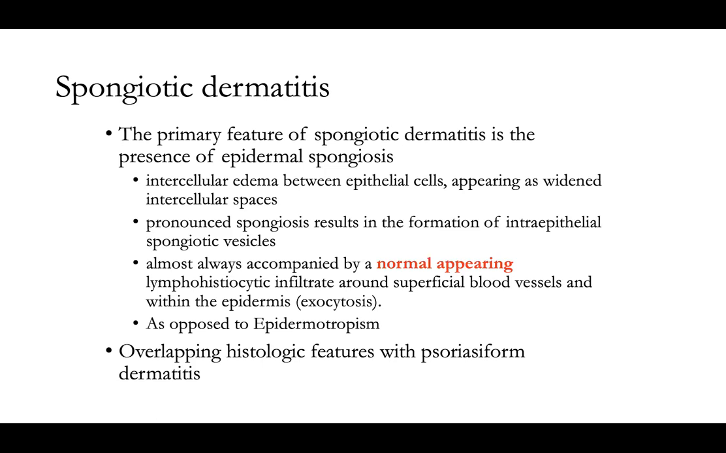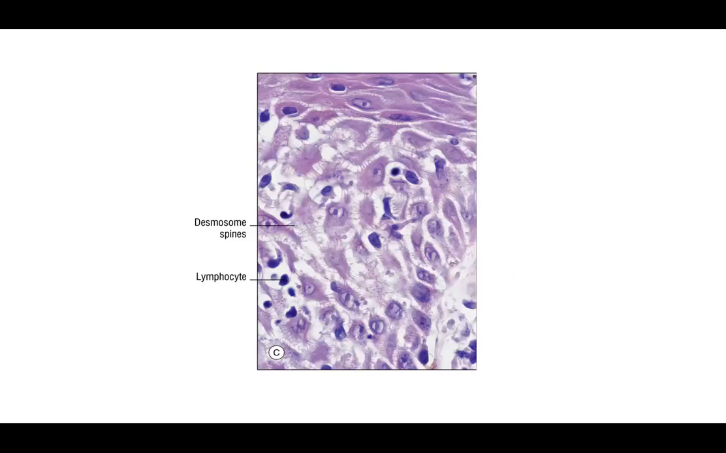So what is spongiotic dermatitis? Spongiotic dermatitis is really defined by intercellular edema between epithelial cells. It appears as widened intercellular spaces. And when that happens, you can see the cell-to-cell connections very well. So the cadherins, the desmosomes, everything is more pronounced. You can actually see these spiny connections in between the keratinocytes with all of that edema there. And we'll show you the classic picture of that. So desmosome spines can be seen very pronounced, a little bit subtly up here at the top, but then even more so in the middle of the picture.